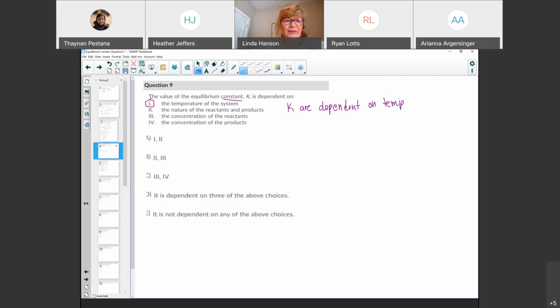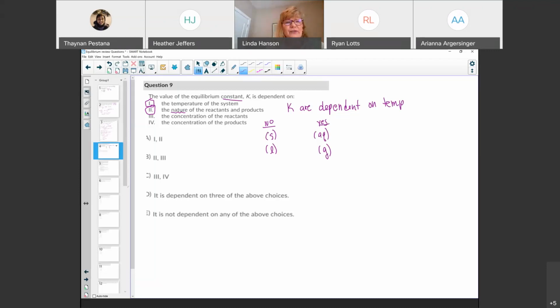The next choice says the nature of reactants and products. And I wanted to explain that that's actually a true statement as well, focusing back on, remember that we do not include solids or liquids in the equilibrium expression, but we only include aqueous and gases. So when it says the nature of the reactants and products, that's truly what it's going after, the phase of matter. So it is dependent on not including solids and not including liquids and only including the other two phases. So number 2 is also a true statement.